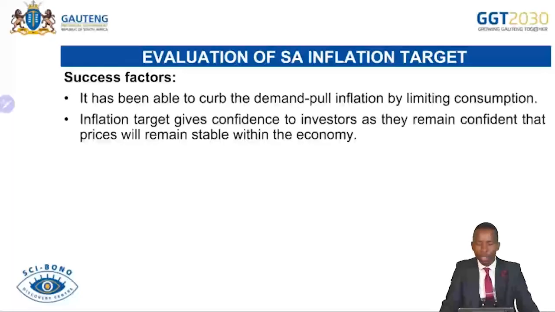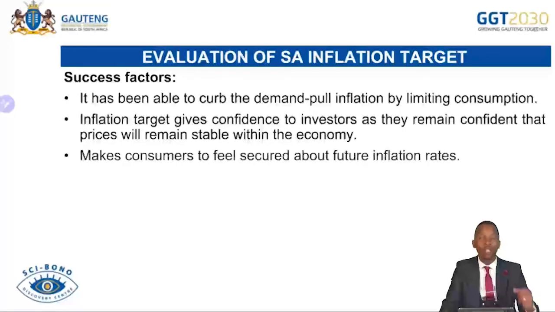Inflation target gives confidence to investors as they remain confident that prices will remain stable within a certain period of time. That's why we call the target set by the government a macroeconomic objective, that we call price stability. So if price stability is achieved through inflation targeting, it tends to be easy for investors to be attracted into the local economy and invest, because they know that prices will not be increasing over time.